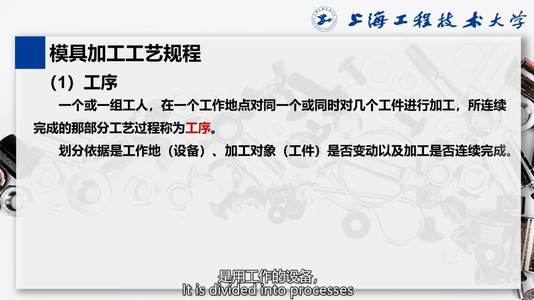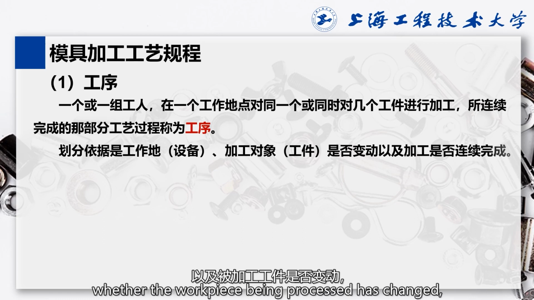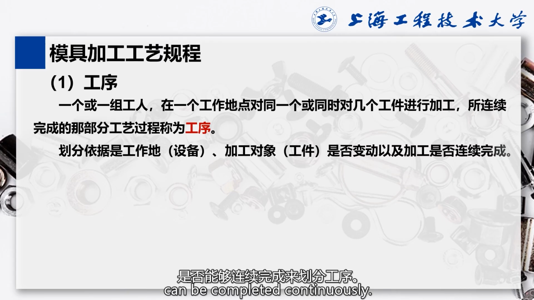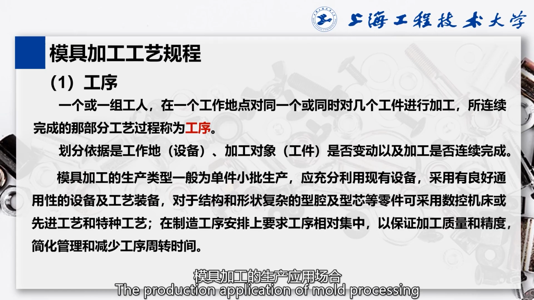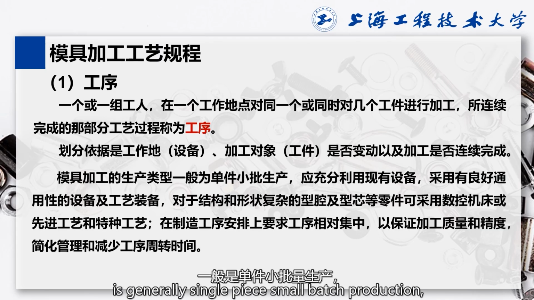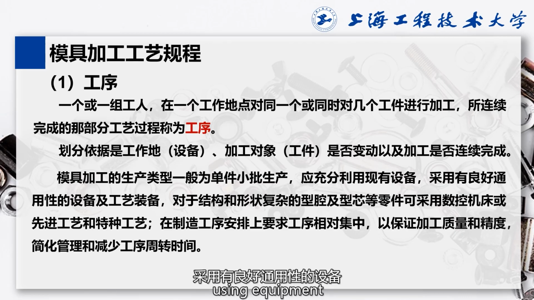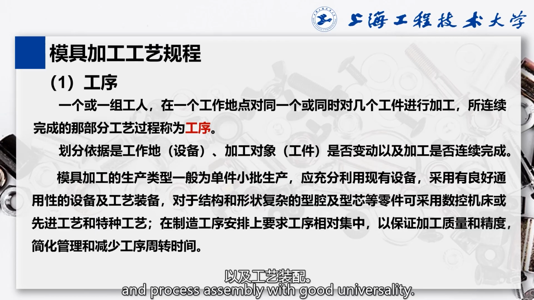What is the basis of dividing procedures? It is divided based on the equipment used for work, whether the workpiece being processed has changed, and whether the processing process can be completed continuously. The production application of mold processing is generally single-piece, small batch production, and existing equipment should be fully utilized, using equipment and process assembly with good universality.